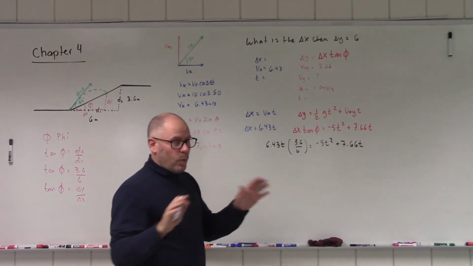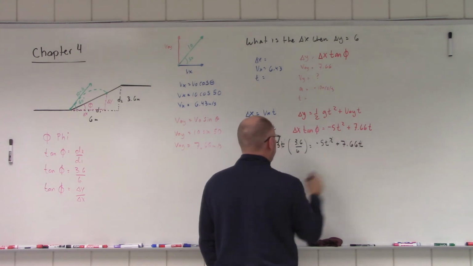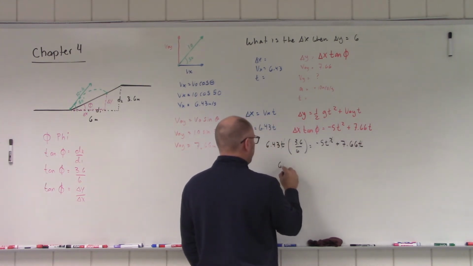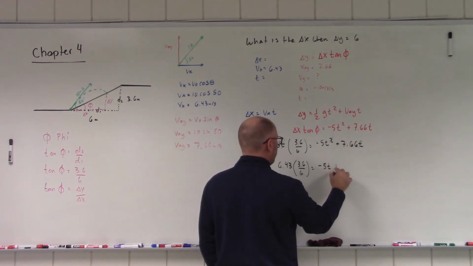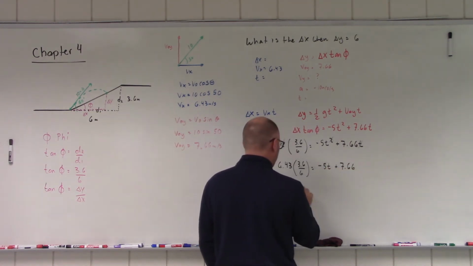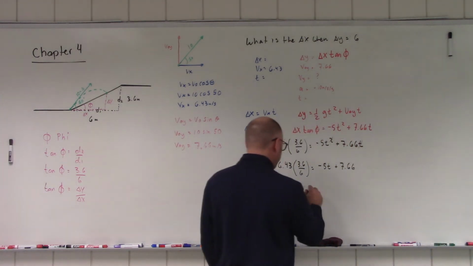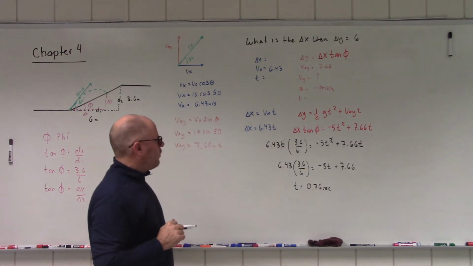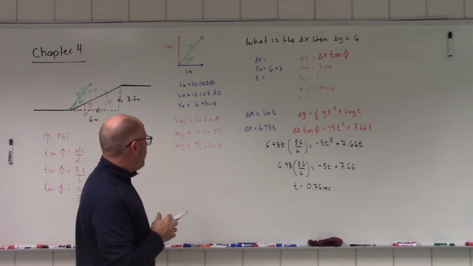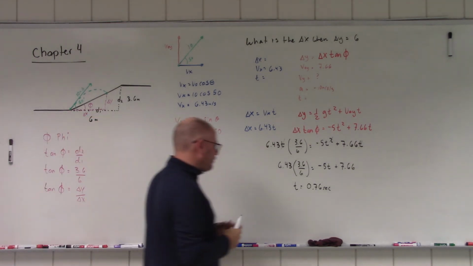Everybody has a t, which is nice. So I can divide a t out of everybody. I end up with 6.43 times 3.6 over 6 is equal to negative 5t plus 7.66. Okay, t is equal to 0.76 seconds. It takes that much time to get to there, which is cool.